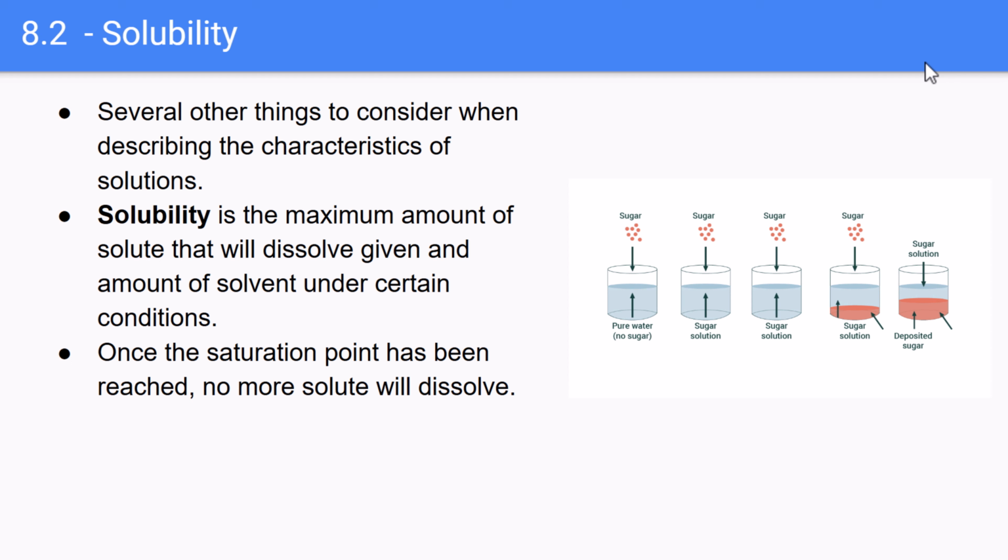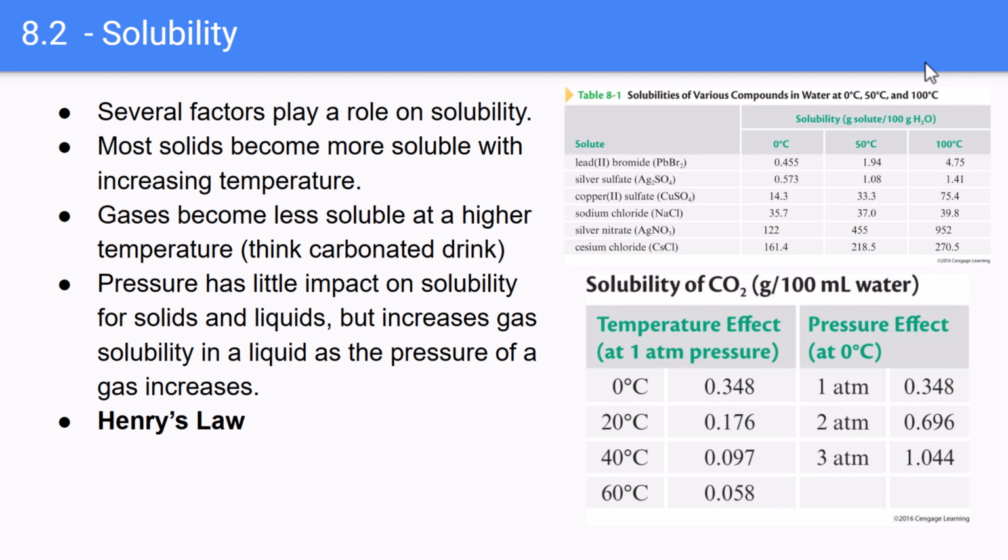So I can do one of two things to get rid of the excess sugar. I can remove the solid sugar out of the bottom, or I can add more solvent, and that will dissolve the rest of the sugar solution. Now, there are several factors that play a role in solubility. A good example is that most solids become more soluble with increasing temperature. One way we would get more sugar to dissolve in our Kool-Aid is to use warm water instead of room temperature or cold water.